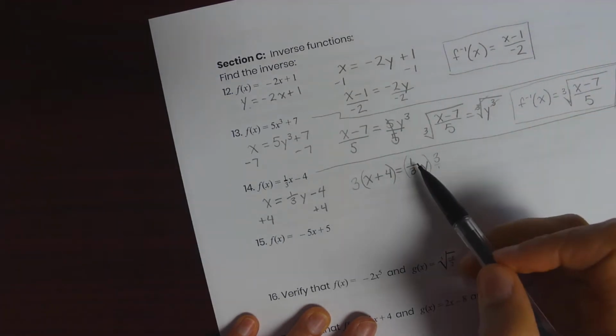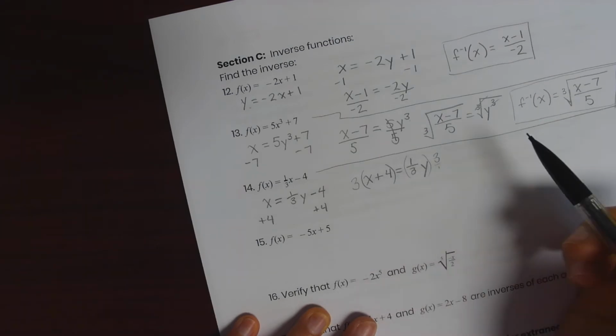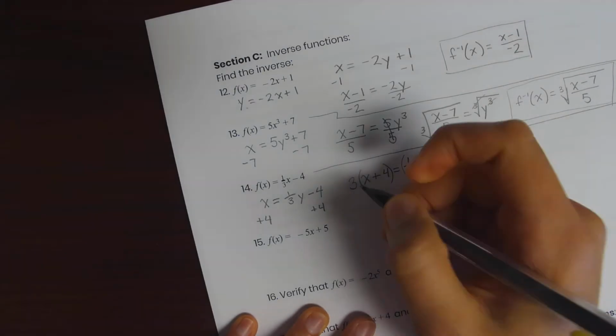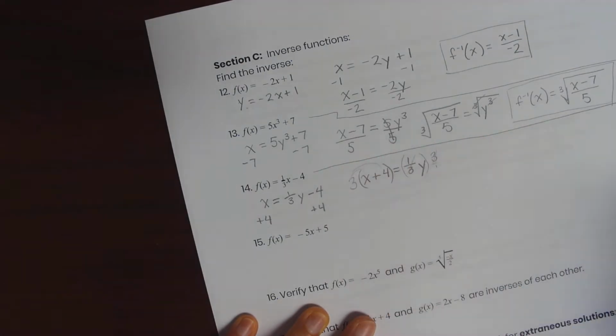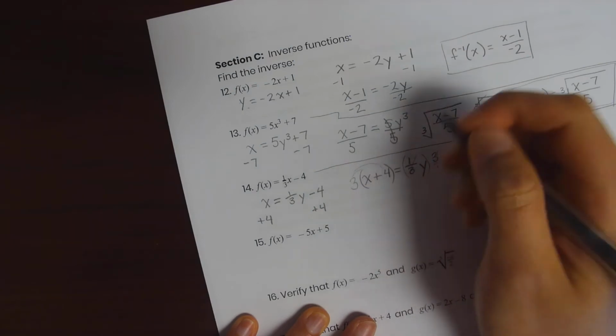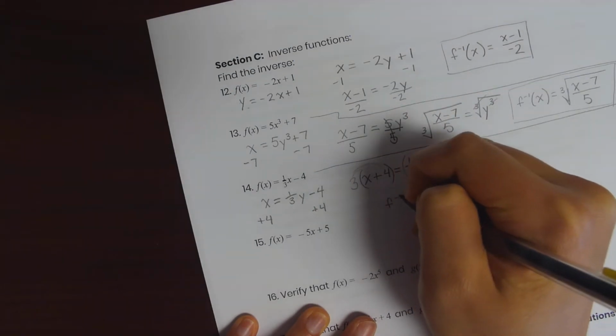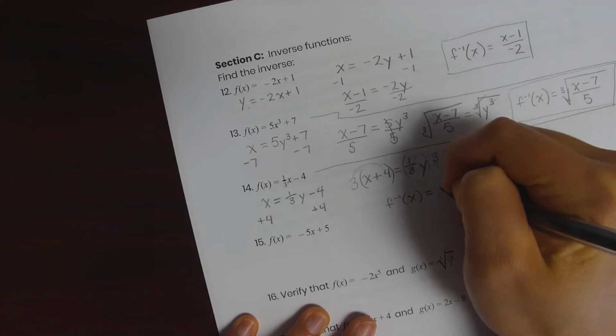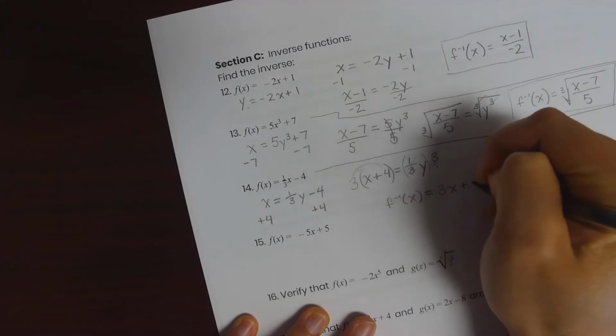If I were to multiply straight across, I'll have 3 over 3, which is 1, which is why the reciprocal cancels it. And I'm going to distribute this 3 to each term here. So my inverse is equal to 3x plus 12.